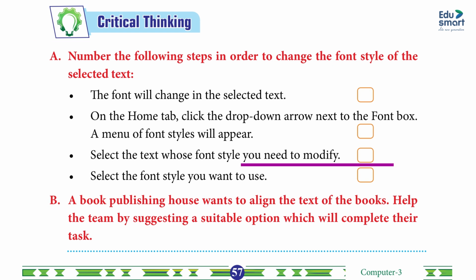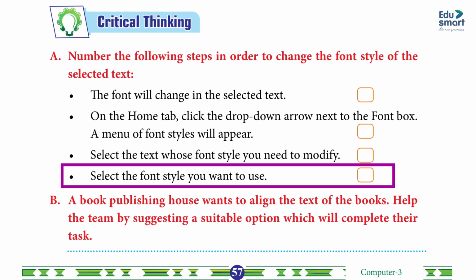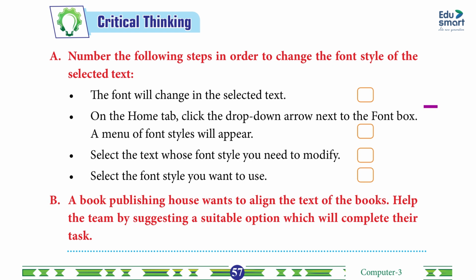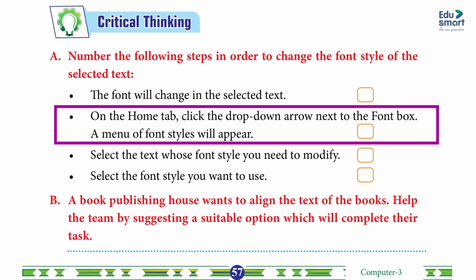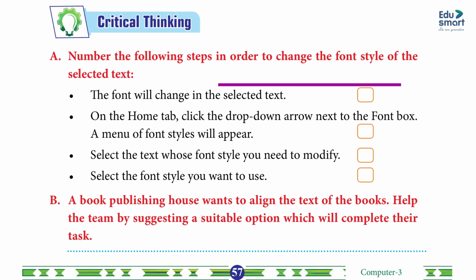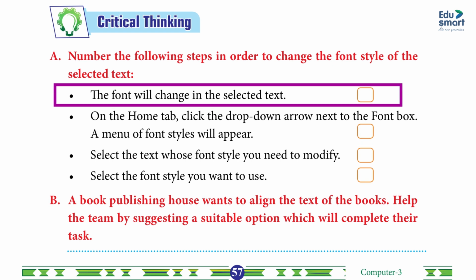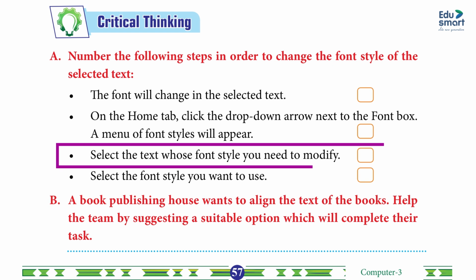Critical thinking. A. Number the following steps in order to change the font style of the selected text. Answer: 1. Select the text whose font style you need to modify. 2. On the Home tab, click the drop-down arrow next to the font box. A menu of font styles will appear. 3. Select the font style you want to use. 4. The font will change in the selected text.